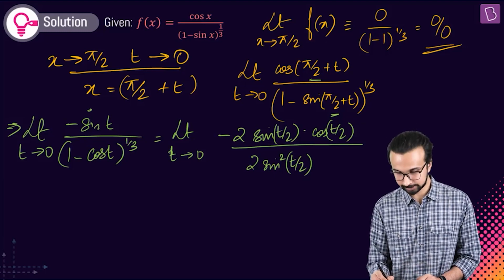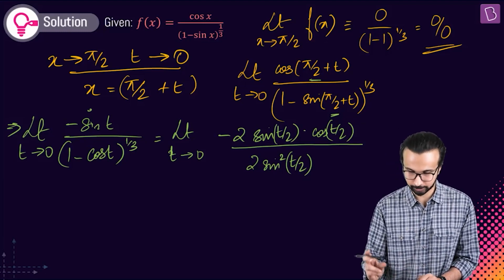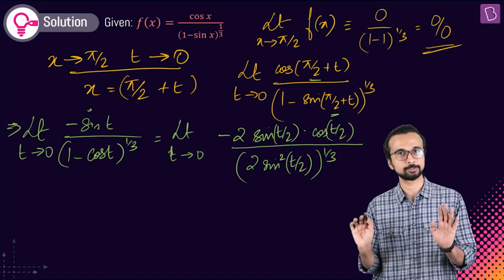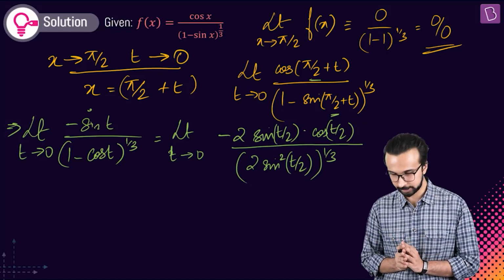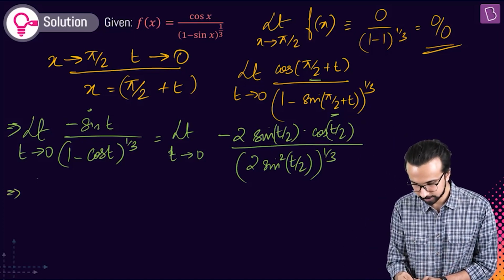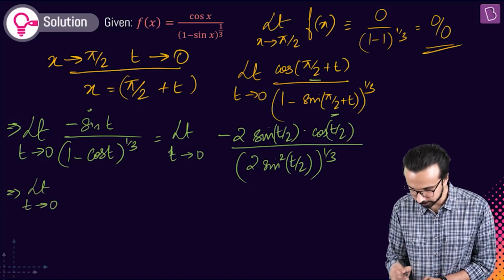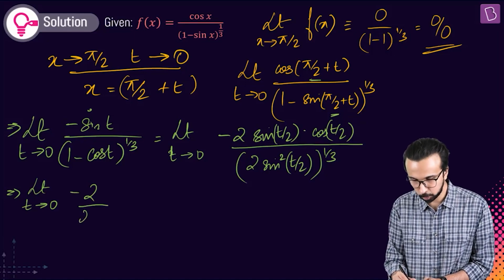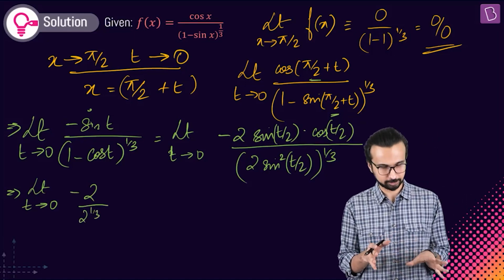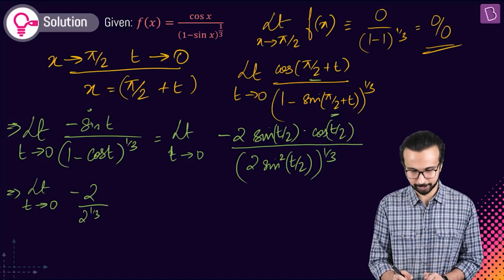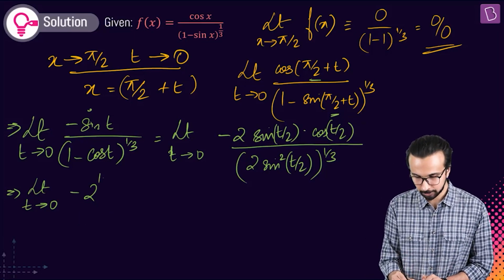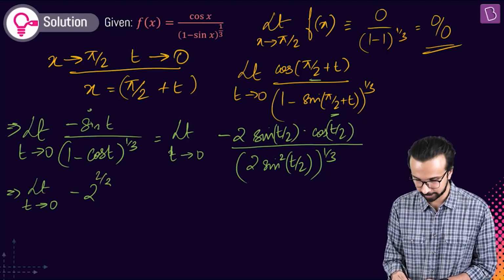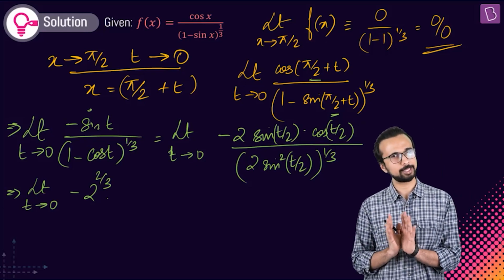Now this thing is raised to 1 by 3, so it's not sine square now; this whole thing will be raised to 1 by 3. We'll put it as it is. How do we proceed? This further becomes the limit t tends to 0 of minus 2 divided by 2 power 1 by 3. We'll deal with the constants first. 2 divided by 2 power 1 by 3 becomes 2 power 1 minus 1 by 3, or in other words, 2 power 2 by 3. The constant term is there as it is.